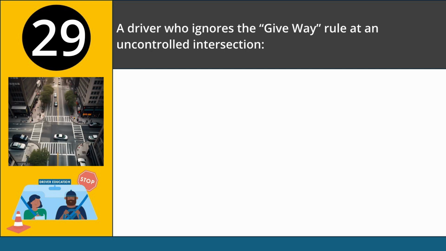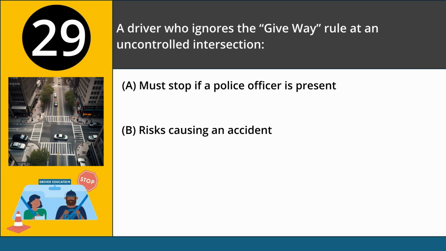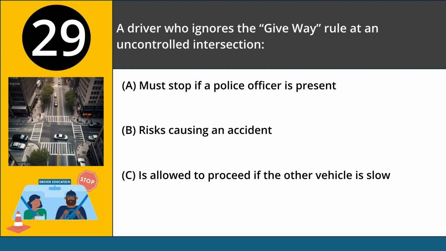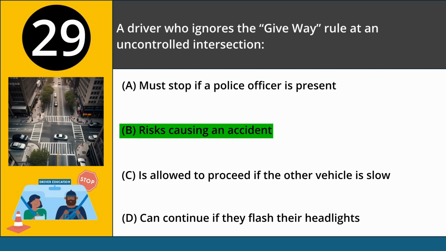A driver who ignores the give way rule at an uncontrolled intersection. A. Must stop if a police officer is present. B. Risks causing an accident. C. Is allowed to proceed if the other vehicle is slow. D. Can continue if they flash their headlights. Answer. B. Giving way at intersections prevents collisions.